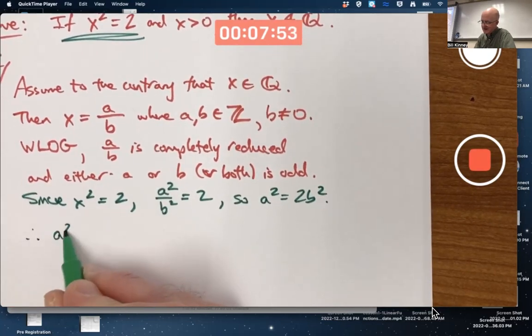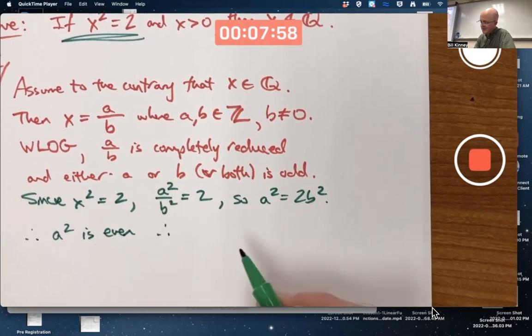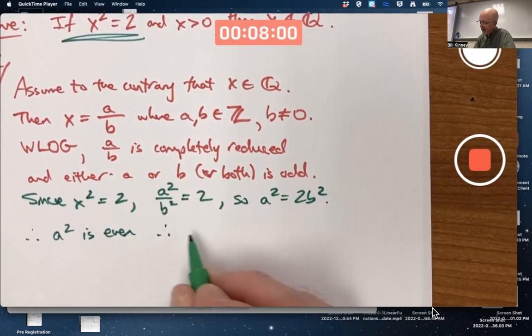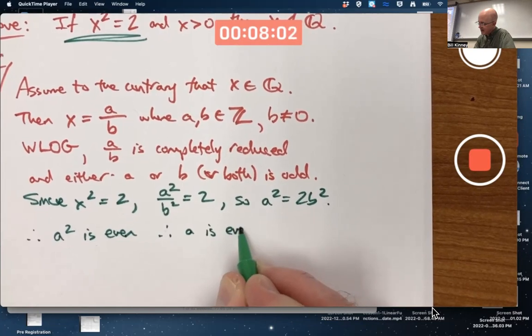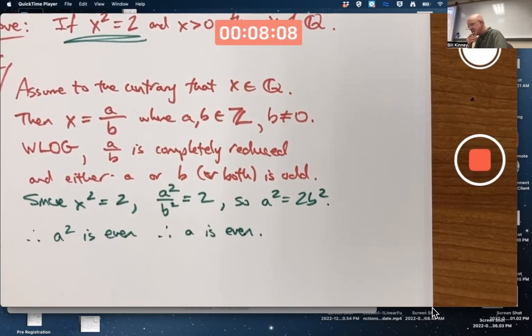Therefore, A squared is even. And therefore, the three dots is nice shorthand for therefore, A is even, right? Because if you square an odd number, you'd get an odd number. Isn't that wild? By assuming X squared equals 2 and A over B is completely reduced, we can conclude that the numerator must be the even number. That's kind of wild, unexpected.